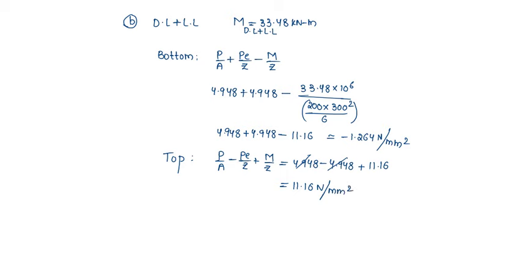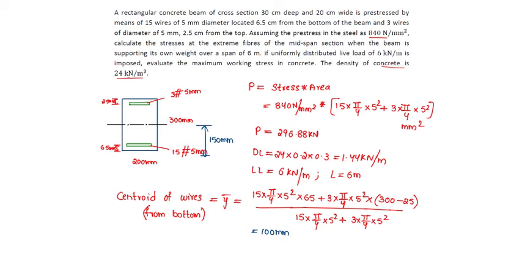Since it is negative, it will be in tension. It is positive, it is in compression. The resultant stress at top is positive 11.16, at bottom it is negative, having a magnitude of 1.264. So the maximum working stress in concrete is 11.16 Newton per mm square.